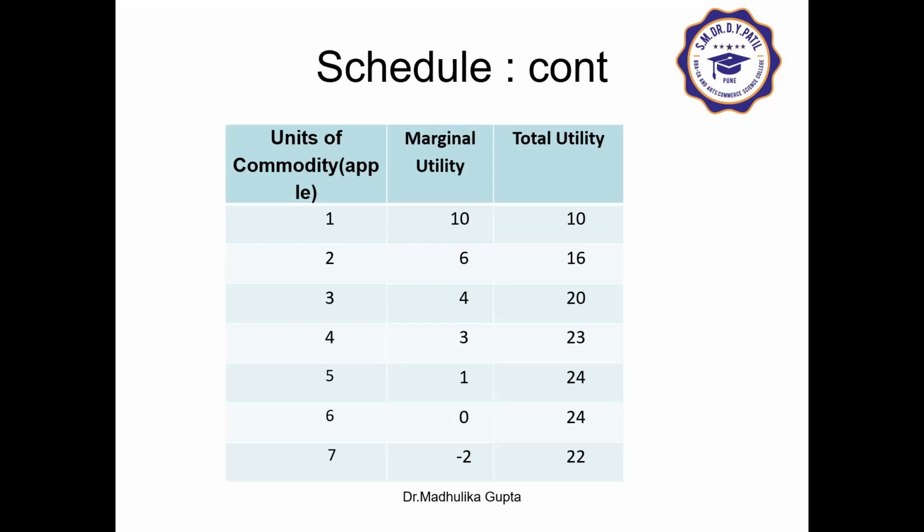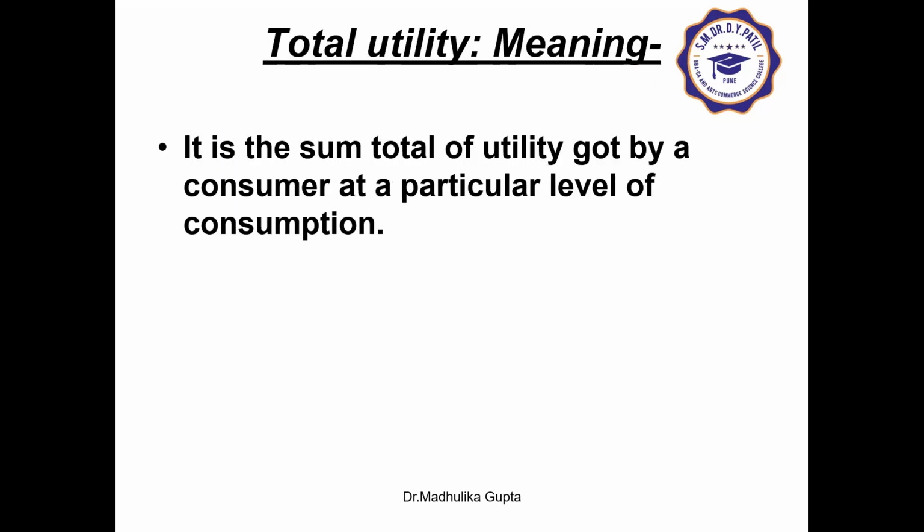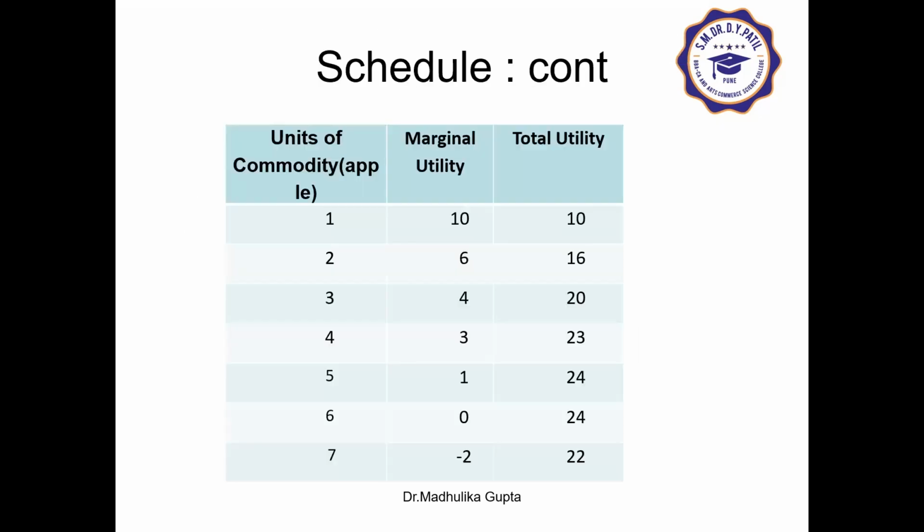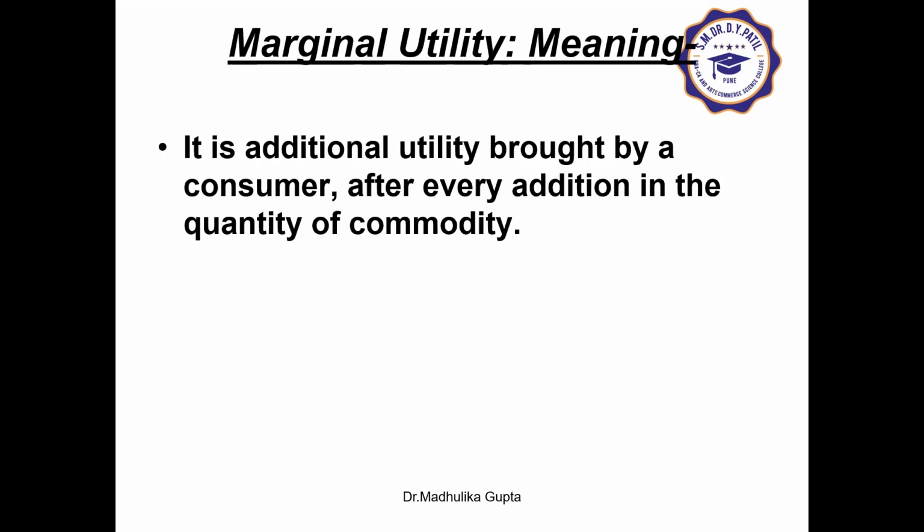Understood this? And total utility is what? It is the sum total of utility got by a consumer at a particular level of consumption. So it is addition. After every addition in the consumption, in the beginning it rises, but it rises at a diminishing rate. See, 24, 24, then 22. So it remains constant after some time, and then it starts falling. This is how you interpret the schedule.